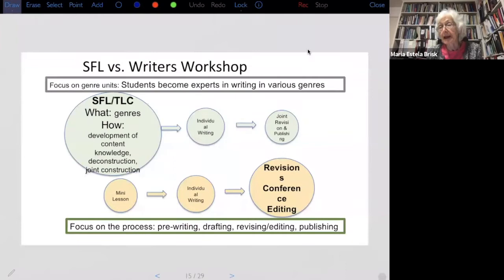And 20 years ago or 30 years ago, I was the queen of the writer's workshop. And the bilingual teachers kept telling me, it's not enough. It just doesn't work very well with the kids. And so when I found SFL, I was like, where were you all my life? And I started in earnest working on it. And the big difference is that in SFL, the teaching is upfront, heavy duty teaching upfront, as I just showed you. And only then you have the individual writing.